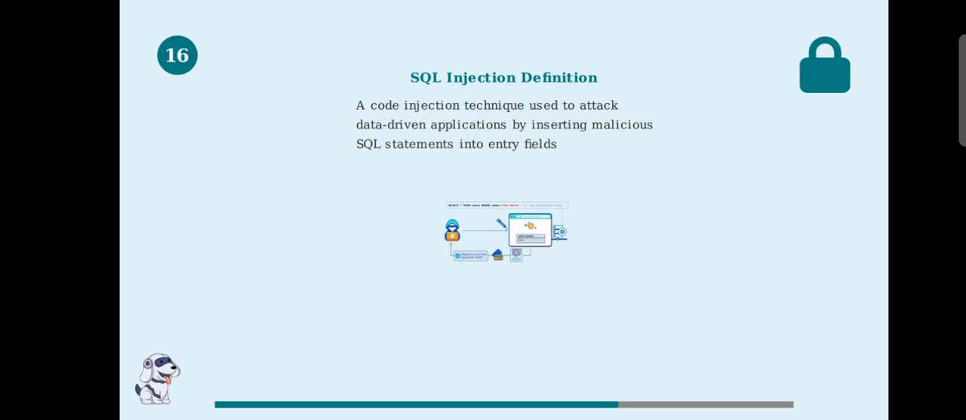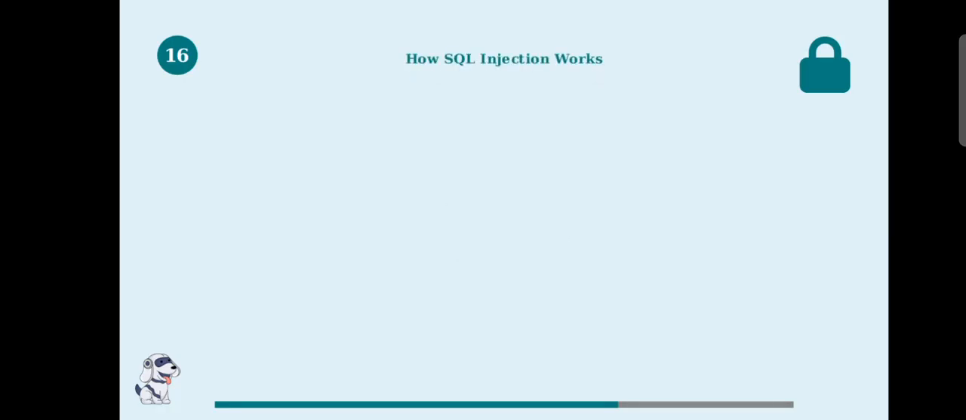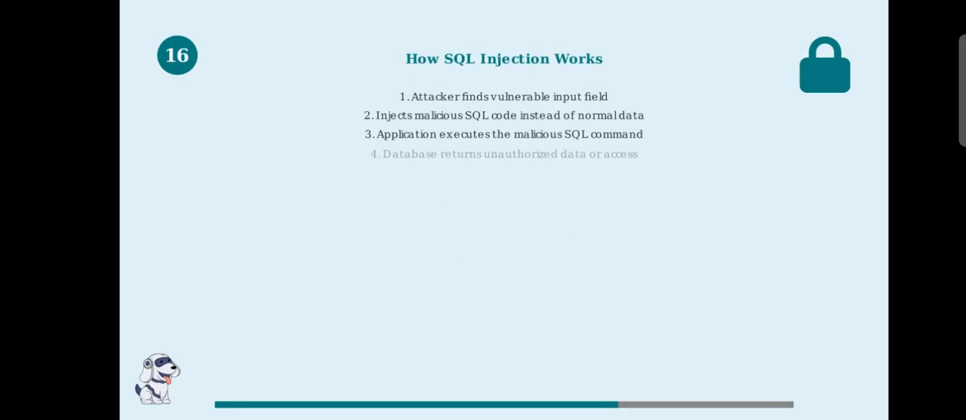A hacker is injecting malicious code into a vulnerable bank website's login form, using the technique to bypass authentication and gain unauthorized access. SQL injection works through a simple but devastating process. First, an attacker identifies a vulnerable input field. Then they inject malicious SQL code instead of normal data. The vulnerable application executes this malicious command, and the database returns unauthorized data or access.